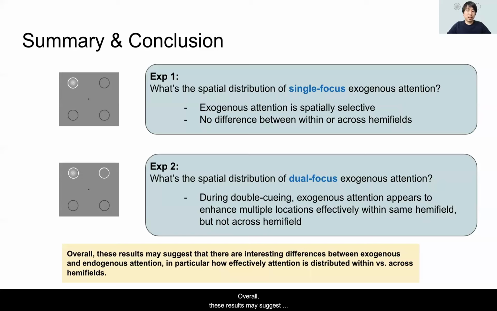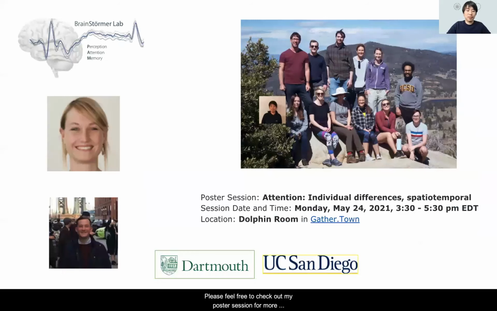Overall, these results may suggest that there are interesting differences between exogenous and endogenous attention, in particular, how effectively attention is distributed within versus across hemifields. In ongoing work, we are exploring whether attention is divided across these two locations or instead spread broadly within the hemifield. Please feel free to check out my poster session for more information on that.